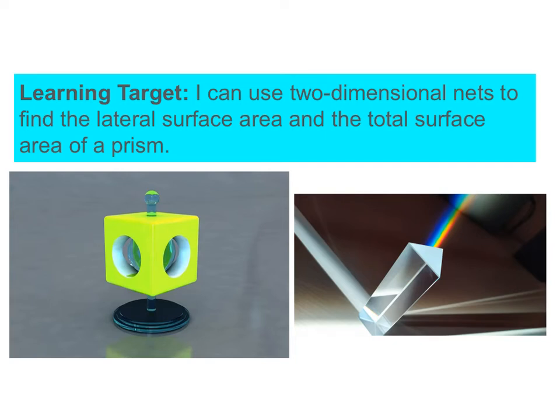In this video, the learning target is to find the lateral surface area and the total surface area of a prism using the two-dimensional net of the prism. On the left side is a cube, and on the right side you see a triangular prism.